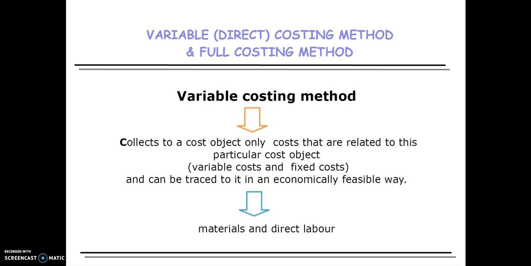Variable costing method and full costing method. The variable costing method, or direct costing method, collects to a cost object only costs that are related to this particular cost object, variable costs and fixed costs, and can be traced to it in an economically feasible way, for example, raw materials and direct labor.